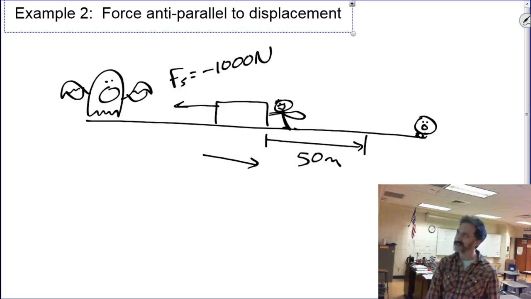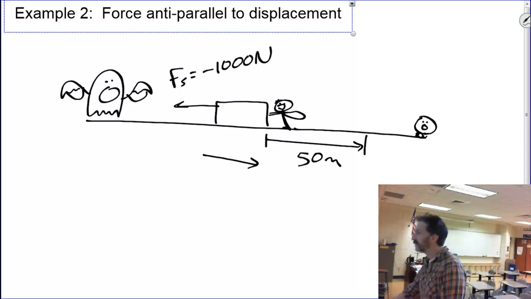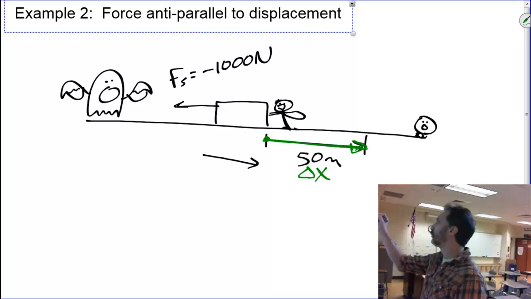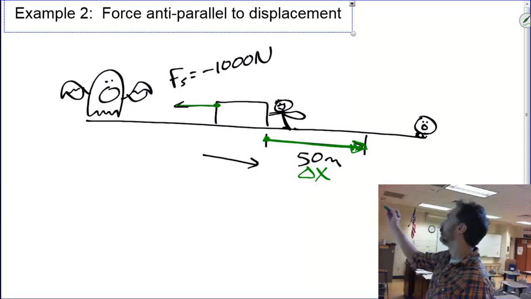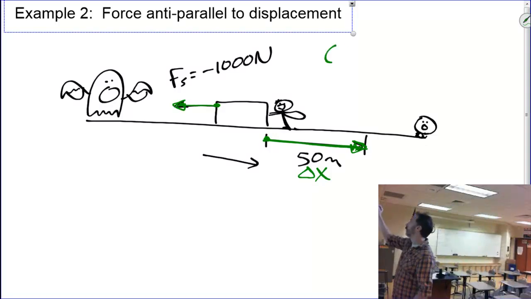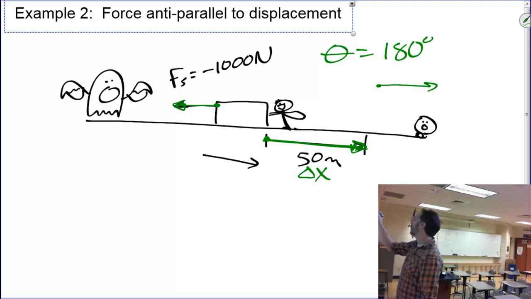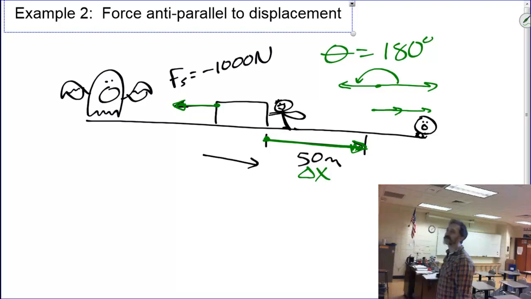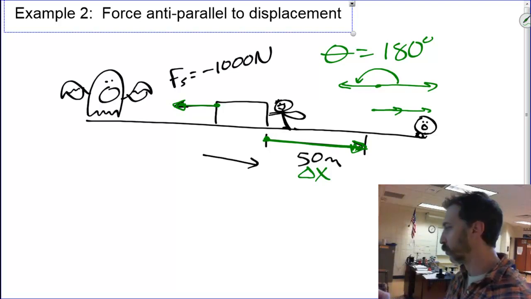Okay, so the school bus is sliding to the right. Superman's trying to stop it. So in this case, look at what's going on. Here's our displacement vector, which I forgot to label. Displacement vector points to the right, and Superman's force acts to the left. So in this example, our angle is 180 degrees, right? Because we've got one force going this way, one force going that way. The angle is 180 degrees, as opposed to in the last example, when the angle was 0 degrees. Okay, so let's find the work.